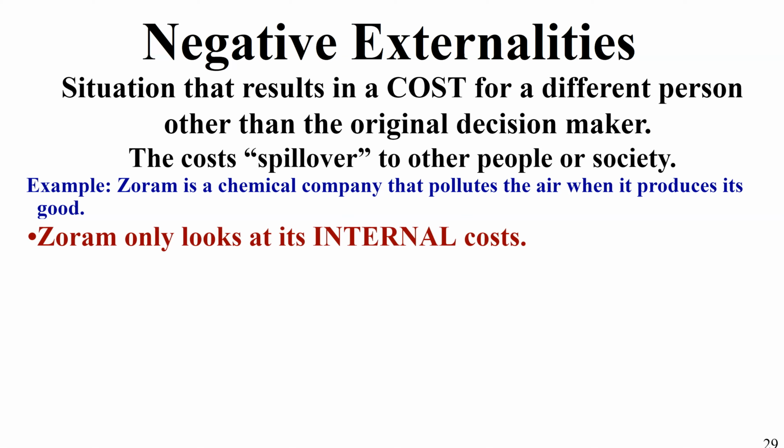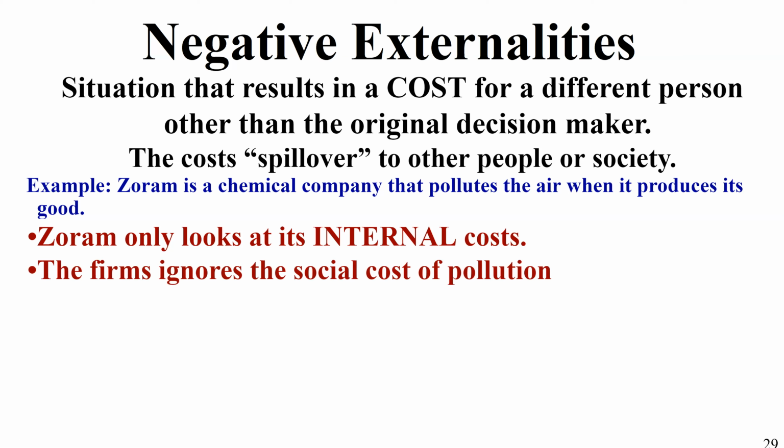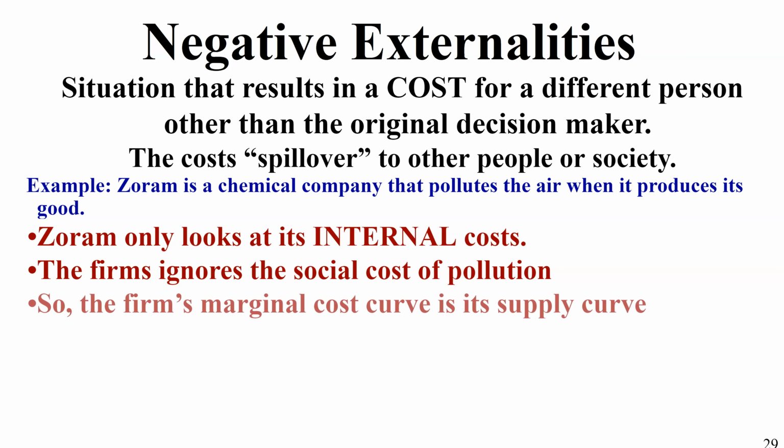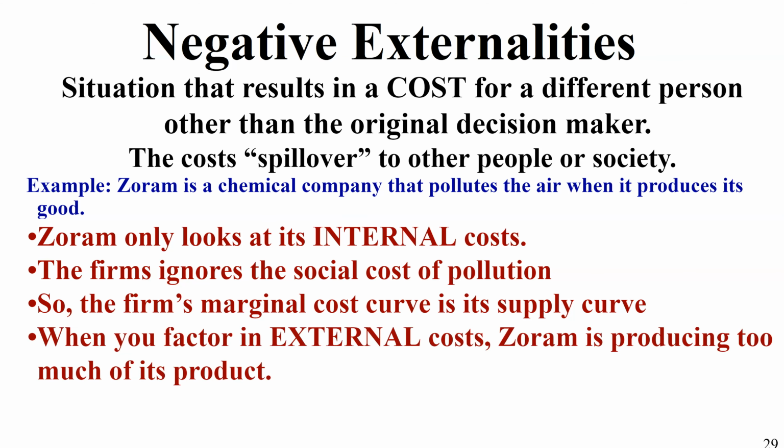They only look at the internal costs in terms of what it costs them to produce the item. But what they're not looking at are the side effects, the spillovers, the social costs or external costs of that pollution. And that is what is leading to a firm's marginal cost curve, essentially its supply curve, and the impact that it has there. So when we're looking at external costs, the concern is the firm is producing too much of its product. And I mentioned the GE example in class.